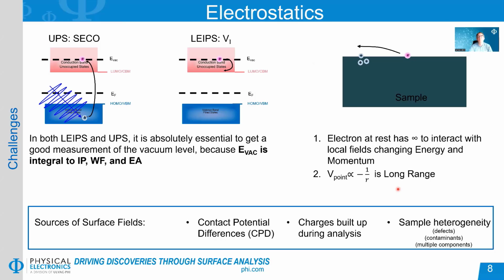Now, you might be thinking to yourself, well, okay, I'm not hooking these up to an electrical circuit or anything. Where are these stray fields coming from? And the answer is they come from a variety of different places. I'm going to talk about three main ones. The first is contact potential difference. The second is that when you do these experiments, you have charge building up during the analysis. And then the third is sample heterogeneity. And this can come from a variety of places. It can be sample defects or mixed samples, any number of things that make your sample less uniform.